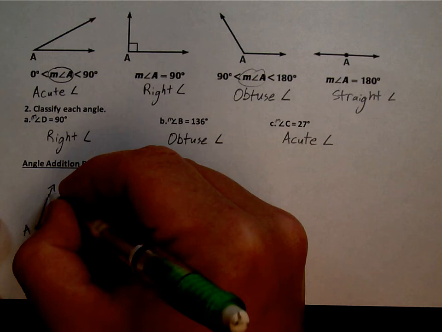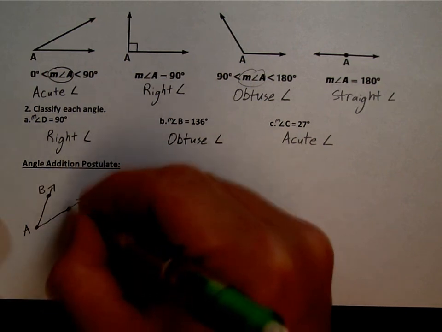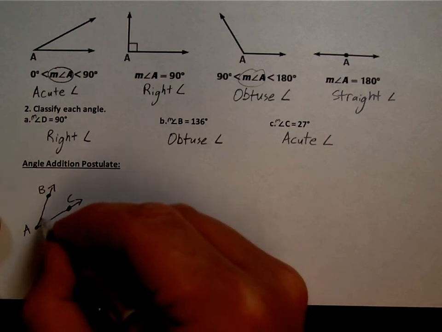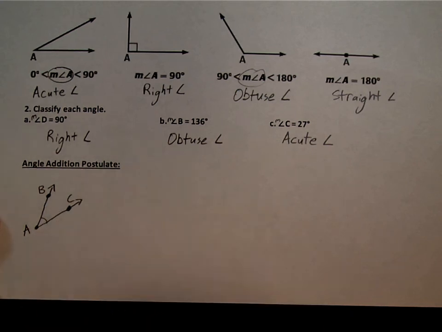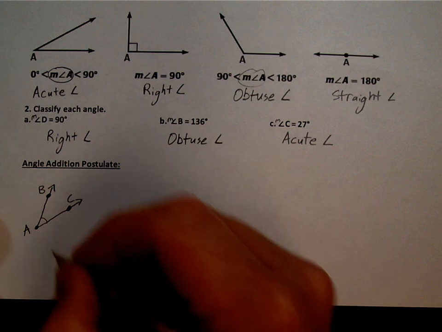So the vertex is A, and then I'm going to put points on these sides, B and C. And so let's say we're talking about this angle. I'm going to draw a little arc here to represent that angle. Let's say we go that many degrees, however many degrees that is. But then I don't stop there. Maybe I keep going until I get to another side.